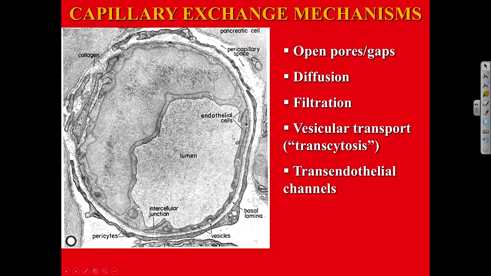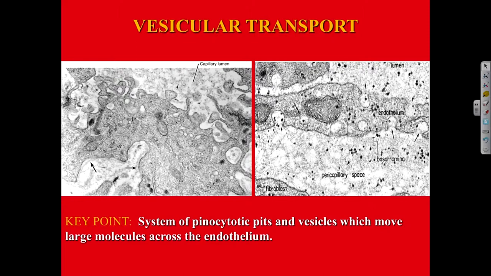Okay, so this shows you the vesicular transport. So here is the cytoplasm of the endothelial cell. Here's the lumen. This is the basement membrane. And this particular case has been injected with an electron-dense material, these black splotches. And you can see that they're taken up, endocytosed, if you like, into some of these vesicles.